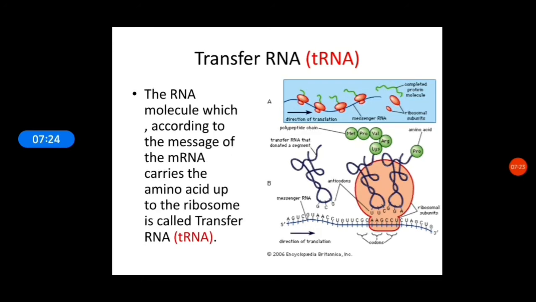The third type is tRNA. In this, T stands for transfer RNA. The RNA molecule which, according to the message of the mRNA, carries the amino acid up to the ribosomes is called transfer RNA. So in this way, the proteins are synthesized with the help of DNA and RNA, and the characteristics are expressed in case of the offsprings by the process of heredity.